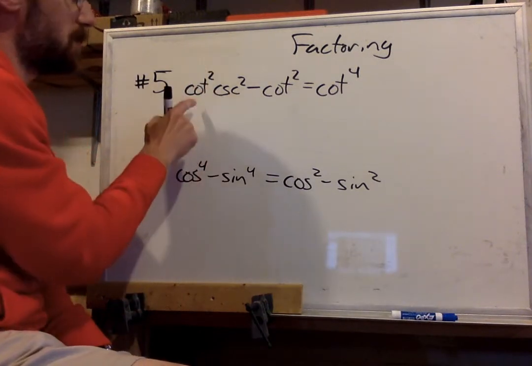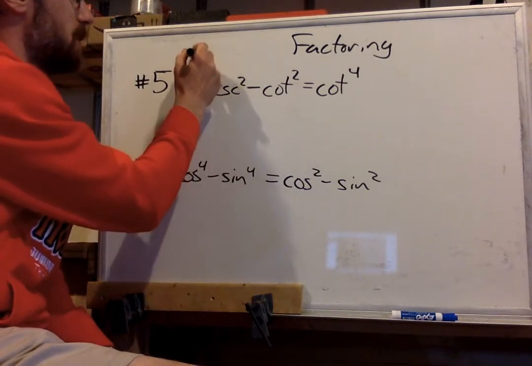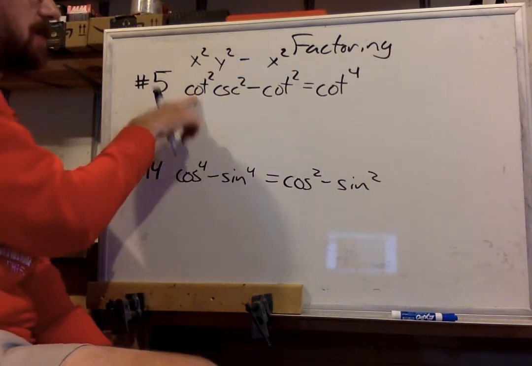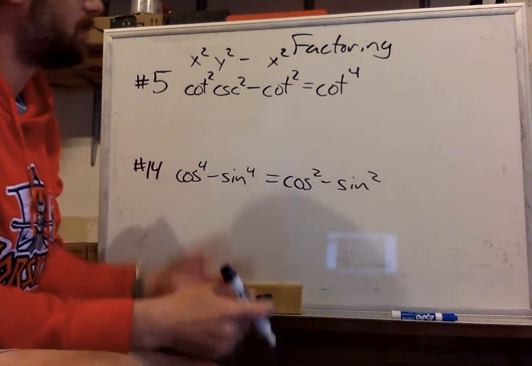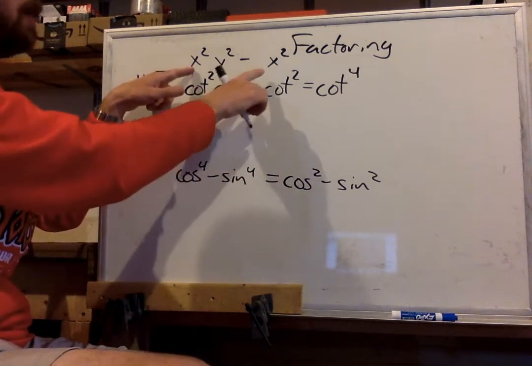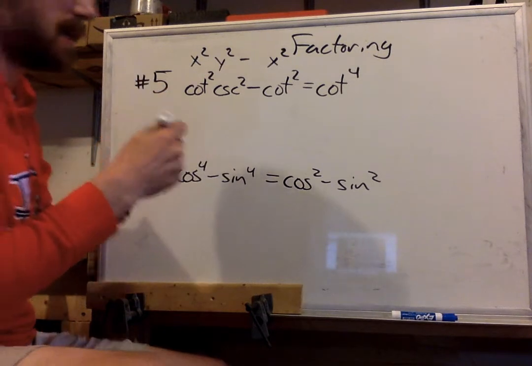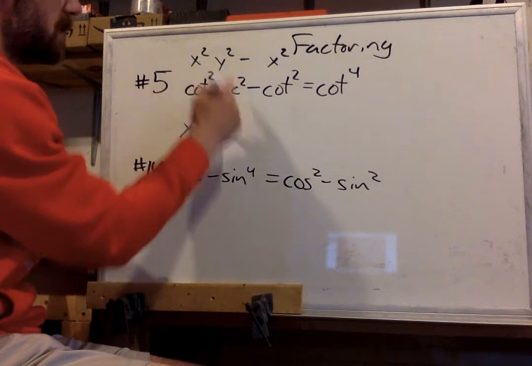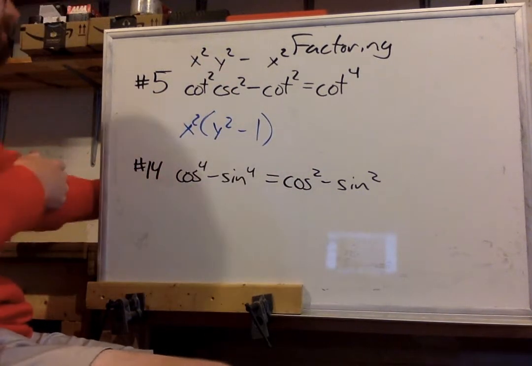Now, what can be helpful for GCF factoring, what I found has worked for some students in the past, is instead of thinking of it as cotangent, cosecant, cotangent, think of it as x squared, y squared minus x squared. So all I did is I said cotangent is x, I changed cosecant to y, and now I'm looking at this top equation. Looking at that, more students would recognize, oh, I've got an x squared in both terms. I can factor out an x squared, and that's going to end up being x squared times y squared minus 1, like that.